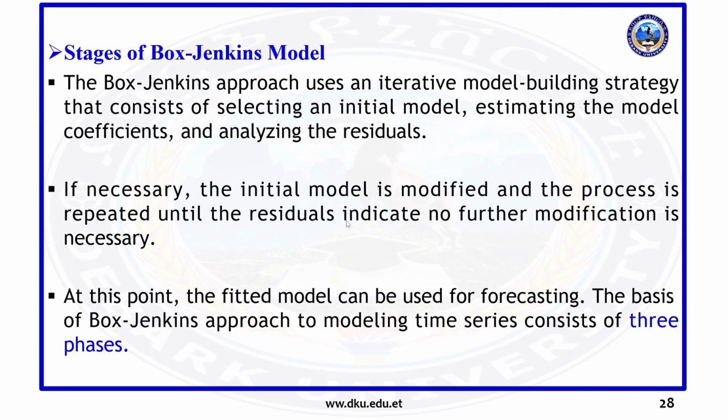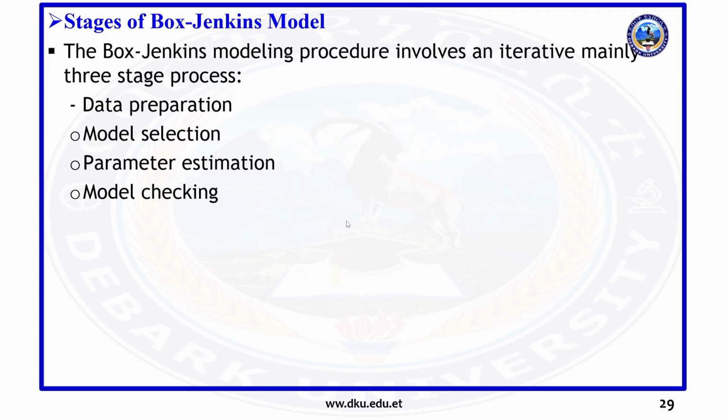The basis of the Box-Jenkins approach to modeling time series consists of three phases. The Box-Jenkins modeling procedure involves an iterative, mainly three-stage process. The first one is data preparation. This is the first step we do before anything else. It involves making sure that the data is ready for modeling by checking for missing values, outliers, and any transformation needed. But the first stage of the Box-Jenkins model is model selection. The second one is parameter estimation. And the third one is model checking. This provides a structured framework for analyzing and forecasting time series data.